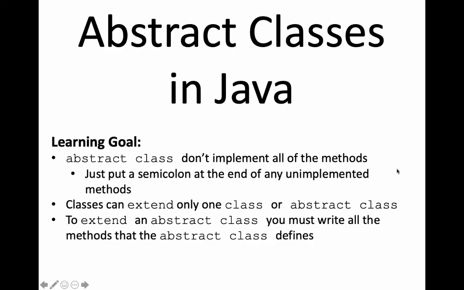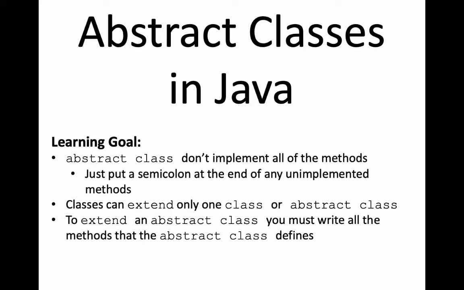Okay, awesome. Let's look at abstract classes in Java. So in an abstract class, we don't have to implement all of the methods, so that makes it a little bit weird. And when we don't implement a method, we identify that method as abstract, and then we just put a semicolon instead of curly braces in the actual body of a method.